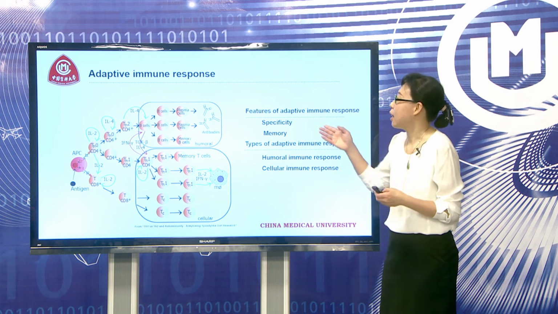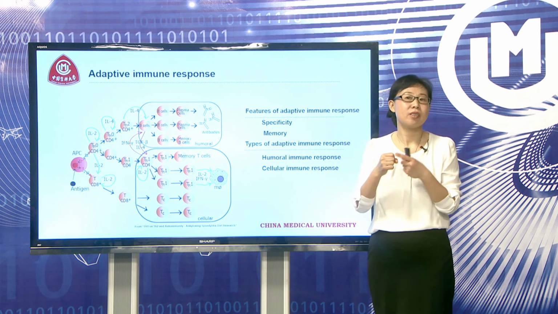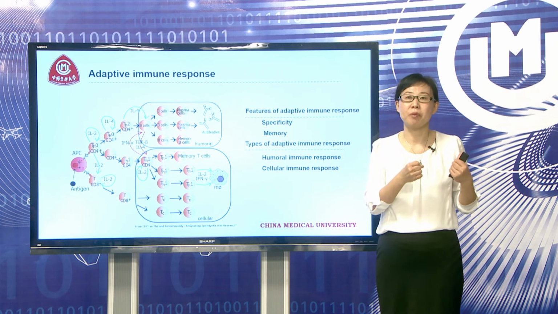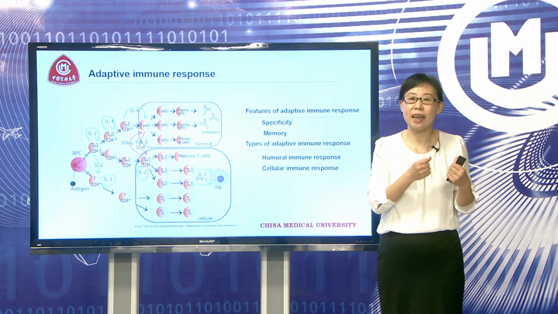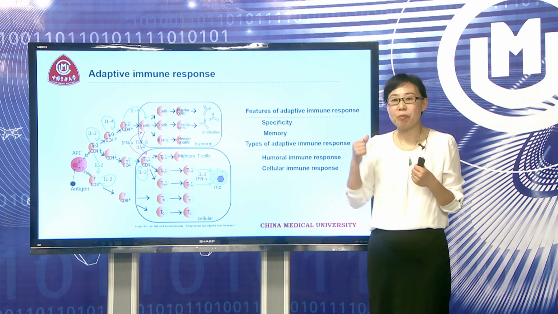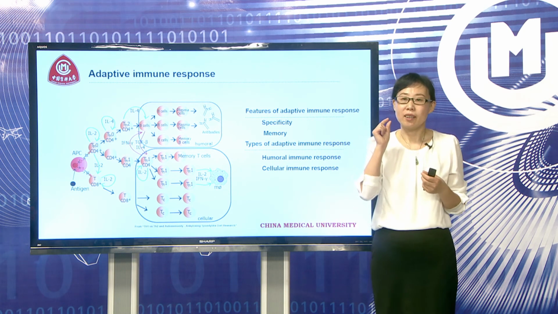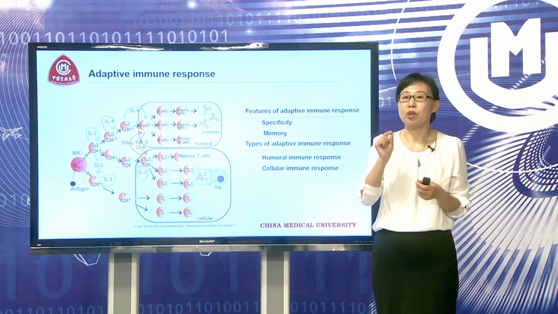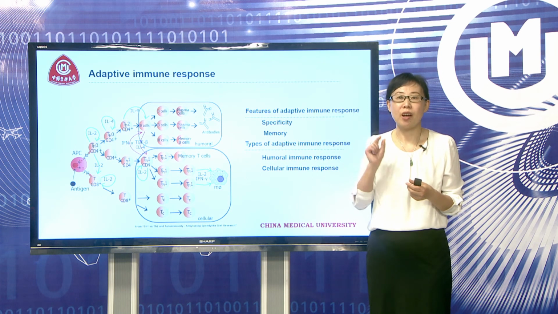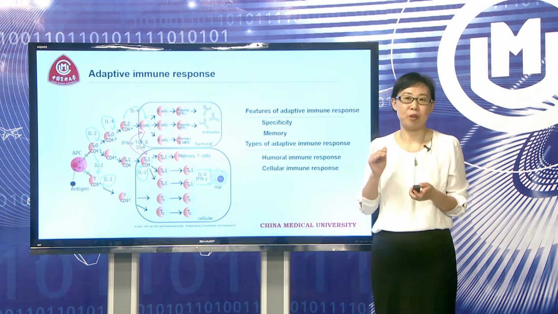In adaptive immune response, T cells and B cells express unique receptors, which are different from the receptors expressed by the innate immune cells. T cells and B cells express receptors that can distinguish the subtle differences among different molecules. So adaptive immune response is specific immune response.